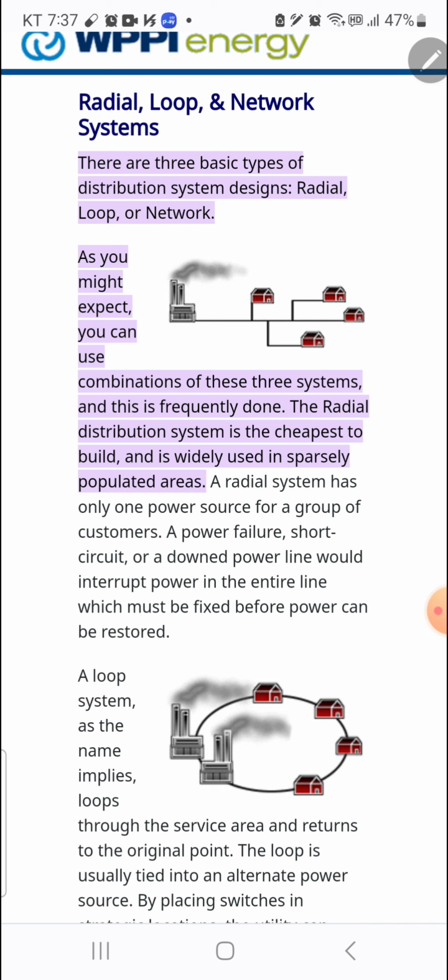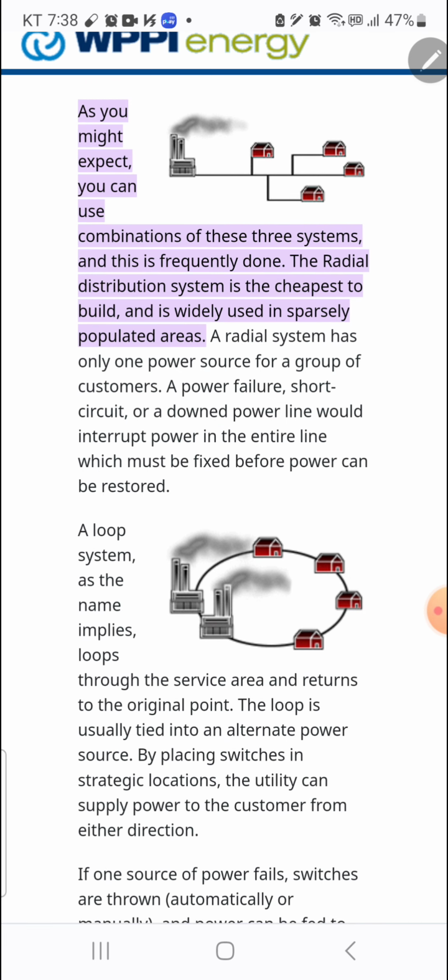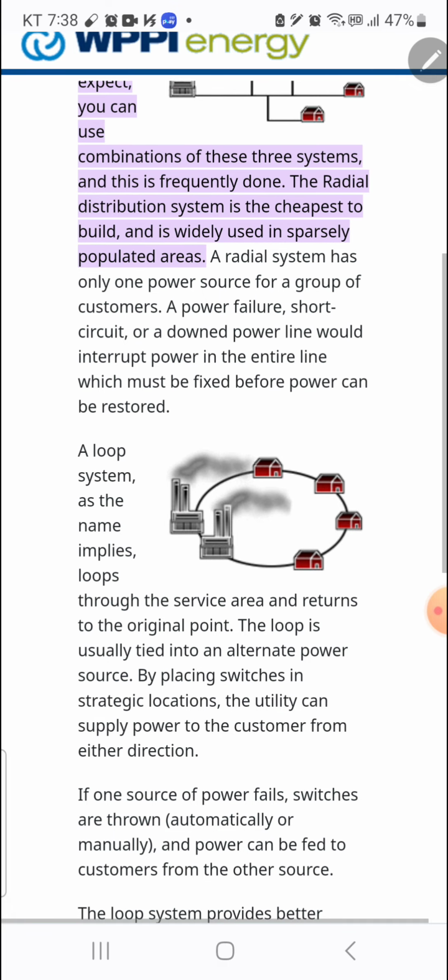The radial distribution system is the cheapest to build and is widely used in sparsely populated areas. A radial system has only one power source for a group of customers. A power failure, short circuit, or a downed power line would interrupt power in the entire line, which must be fixed before power can be restored. Power failure, short circuit, or a downed power line.